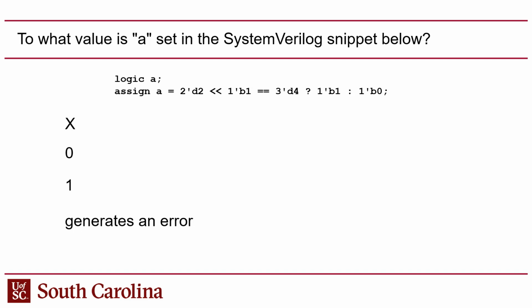To what value is A set in the SystemVerilog snippet below? Okay, so this one is a ternary statement. In the operator precedence, the ternary is evaluated at the very bottom of the precedence list. So you might ask why don't you have parentheses here? You don't need them, because the ternary is the lowest priority. So everything in the conditional part of the ternary will be evaluated first.